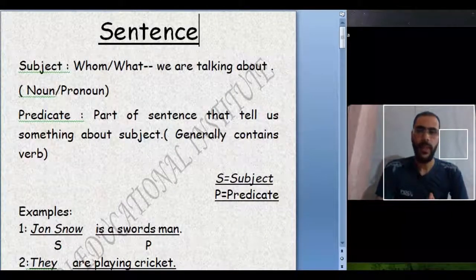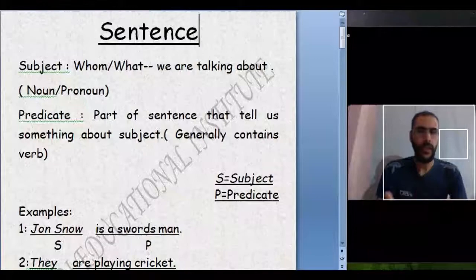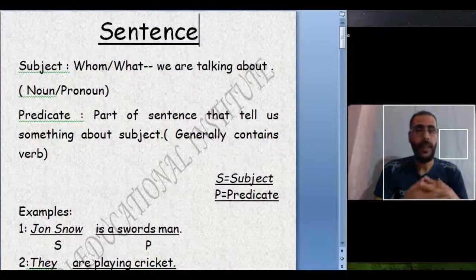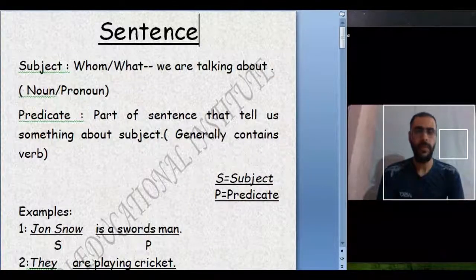Now what is a subject? Subject is what or whom we're talking about. जिस चीज़ के मुतालिक हम बात कर रहे हैं, जिस शख्स के मुतालिक हम बात कर रहे हैं, उसको हम subject कहते हैं. Now what is predicate? A part of a sentence that tells us something about subject. जो हमें subject के मुतालिक information देता हो, कुछ भी information, उसको हम predicate कहते हैं.